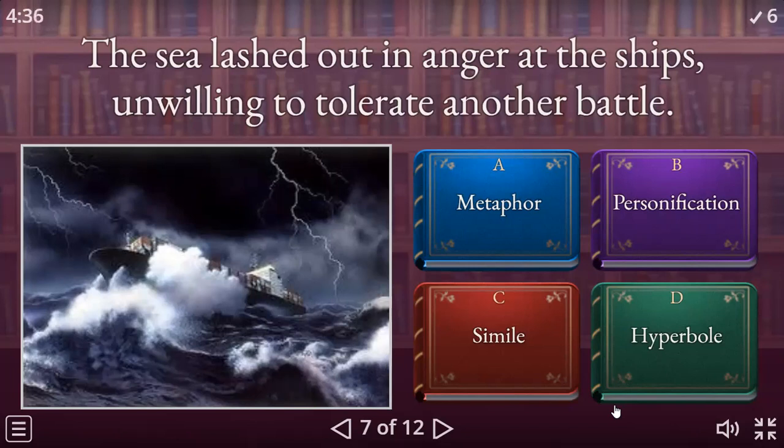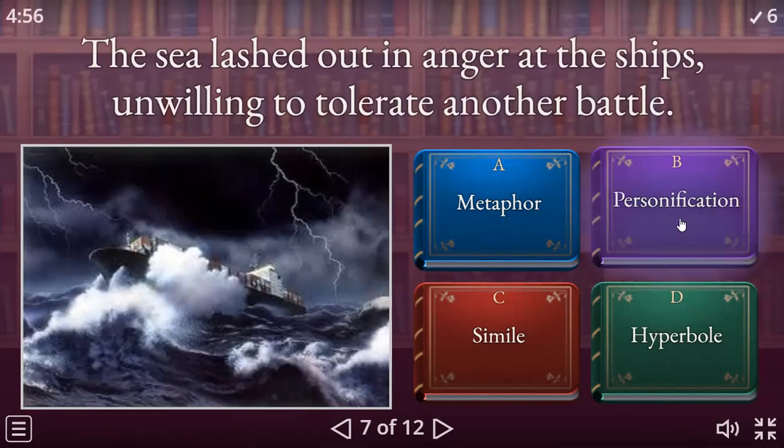I know that inshallah Rahaf knows it, because you can get angry. Inshallah you never get angry. Humans do get angry, but he gave the characteristic of humans to a non-living thing, the sea, so it's personification.